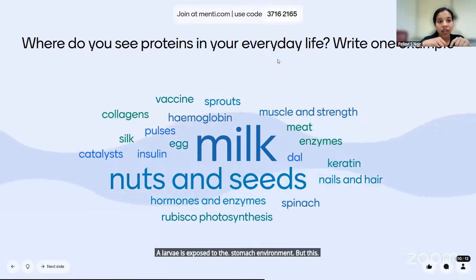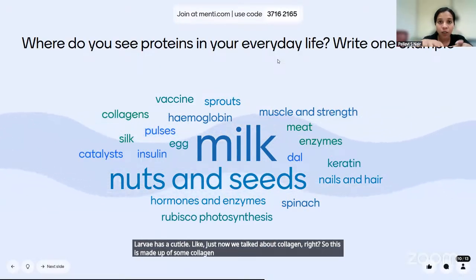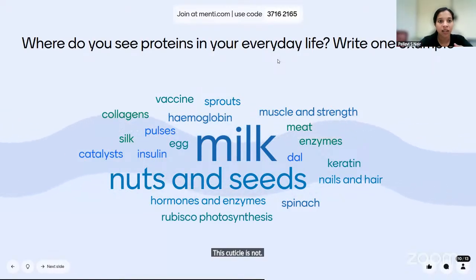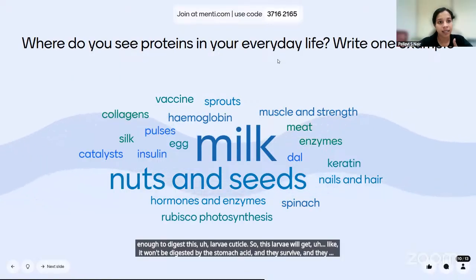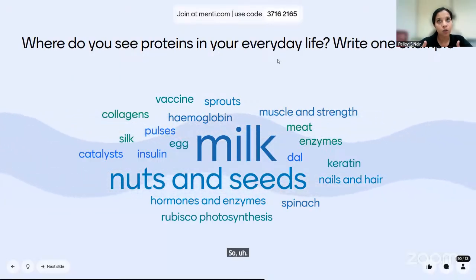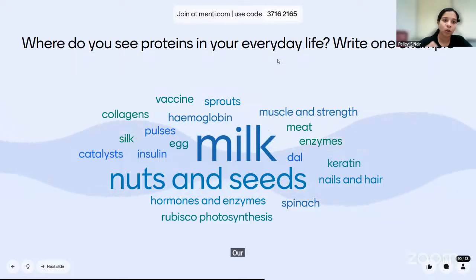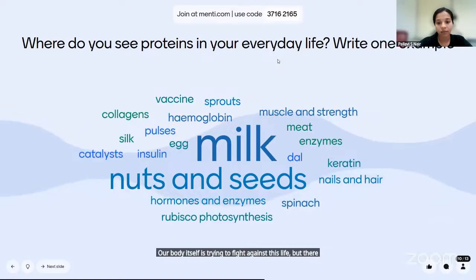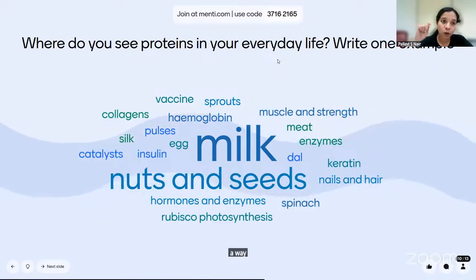But this larvae has a cuticle. Like just now we talked about collagen, right? So this is made up of some collagen. This cuticle is not sensitive to the stomach acid. That pH is not enough to digest this larvae cuticle. So the larvae won't be digested by the stomach acid, and they survive and cause the disease. If you are thinking from a treatment point of view, our body itself is trying to fight this, but there are demerits also. These are the points we need to focus on so that we can find a way to destroy this larvae.